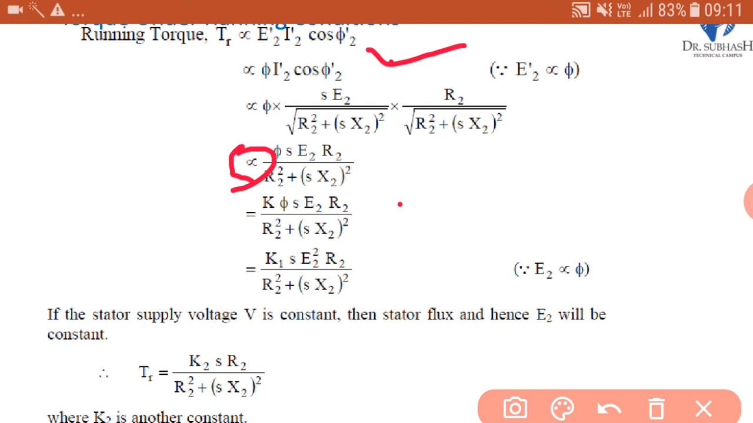Now E2 is proportional to phi, so we can replace phi by E2. So we get TR is equal to K1 into S into E2 square into R2 upon R2 square plus SX2 square. If the stator supply voltage V is constant, then stator flux and hence E2 will be constant. So TR is equal to K2 into S into R2 upon R2 square plus SX2 square, where K2 is another constant.